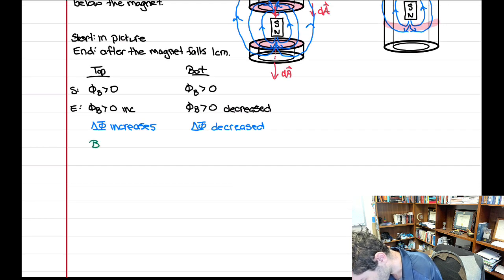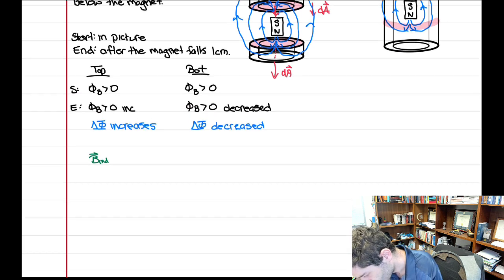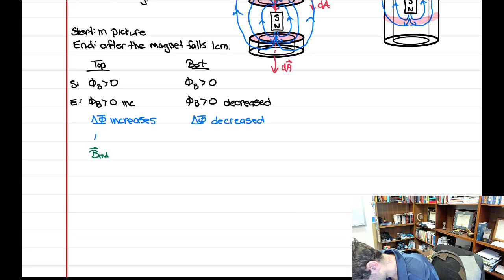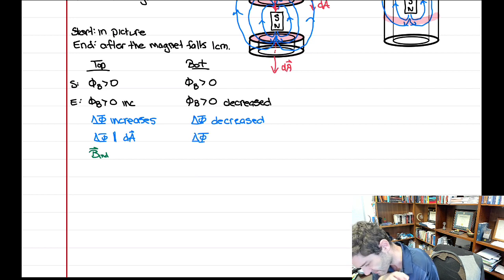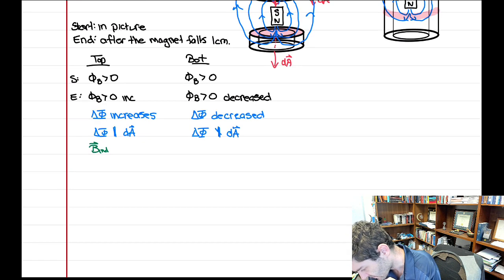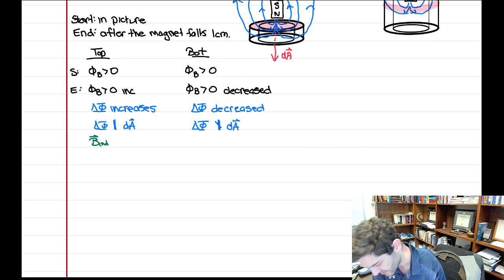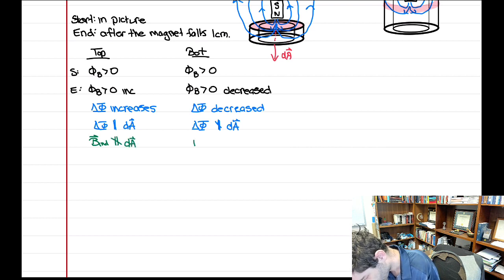So then the induced magnetic field, let me again focus on these dA elements. So it increases, so we'll say that the change is parallel to the dA element. And here it decreased, so then the change, we'll call it a vector in quotes, is anti-parallel to the dA element. So then the magnetic field that's induced must then be the opposite. So this one is anti-parallel to the dA element. This one is parallel to the dA element.